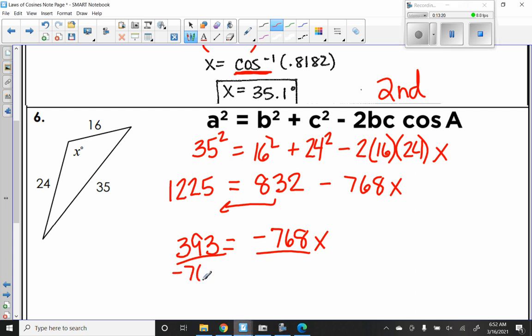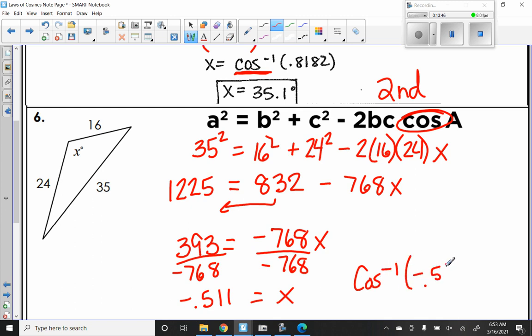Okay, so 393 divided by negative 768. x equals, I think, negative 0.511 or something like that. And then now I'll hit second cosine, put that negative 0.511 in. And you should get right around 120 degrees and 0.7-ish, 0.8-ish, somewhere in there.